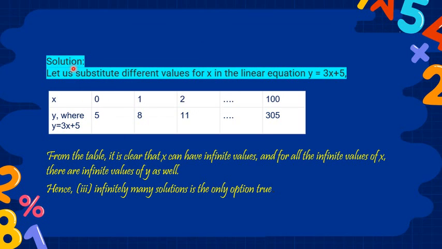See here, the solution. Let us substitute different values of x in the linear equation y is equal to 3x plus 5. Make a column like this, and we take x is equal to 0. See here, x is equal to 0.